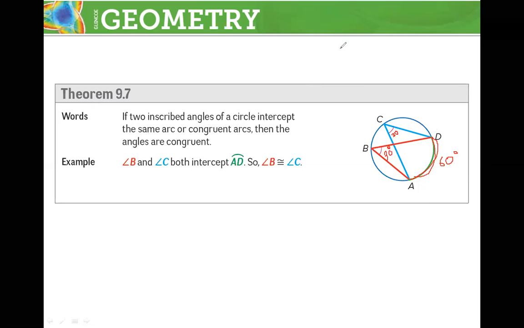Okay, so we're going to take an example for this theorem. If you want to write the theorem or draw it and get the example: angle B and angle C both intercept arc AD, so angle B is congruent to angle C. If you want to write the result. Okay, we're going to another example.